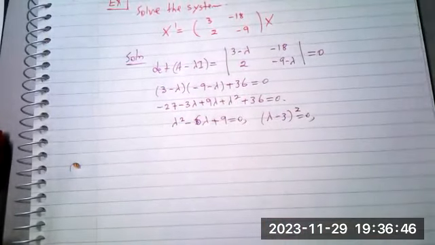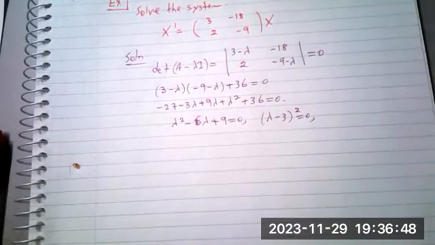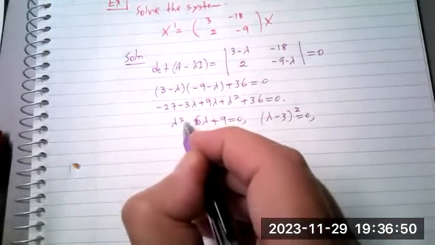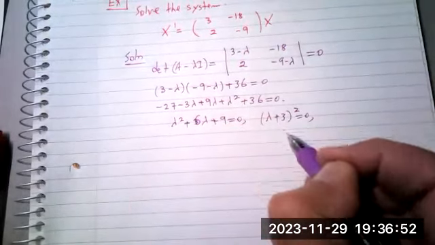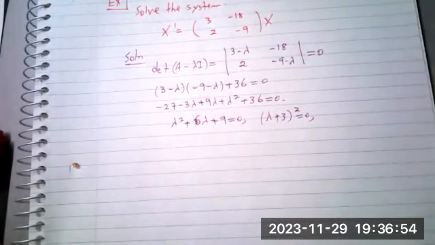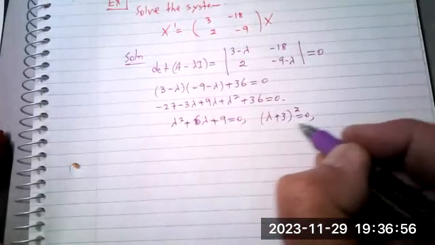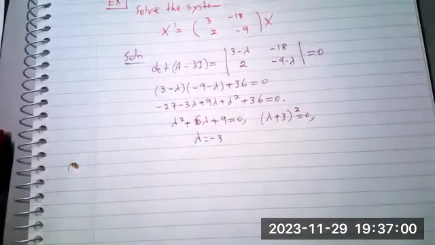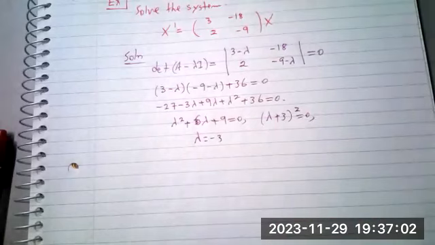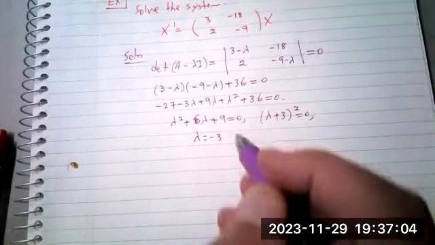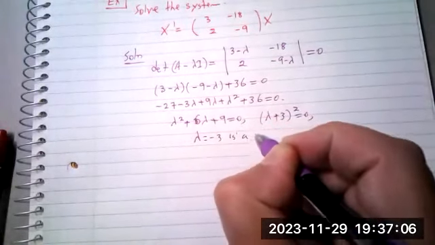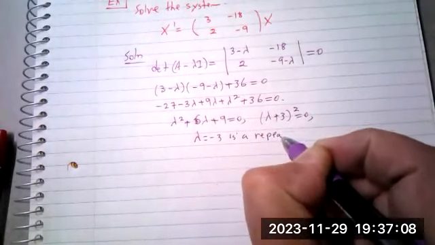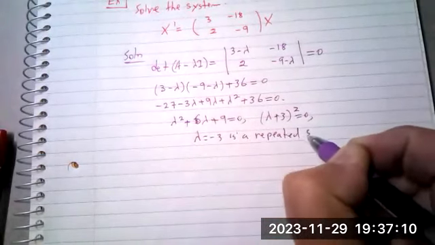So we get the repeated solution. Isn't it plus 9 minus 3, so it's not plus 6? You are right, plus 6, very good. So we get lambda equal to negative 3, which is a repeated solution.